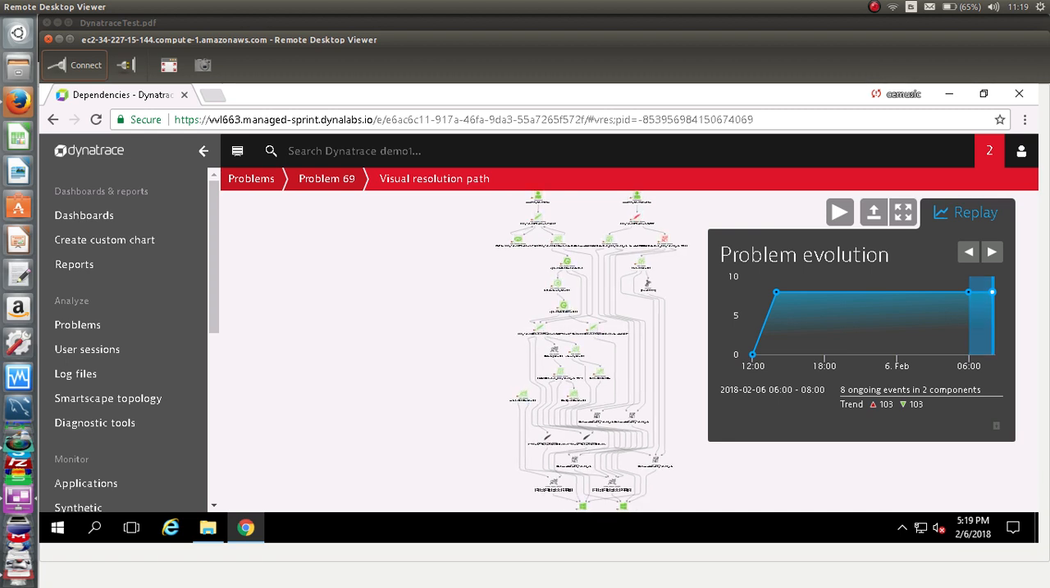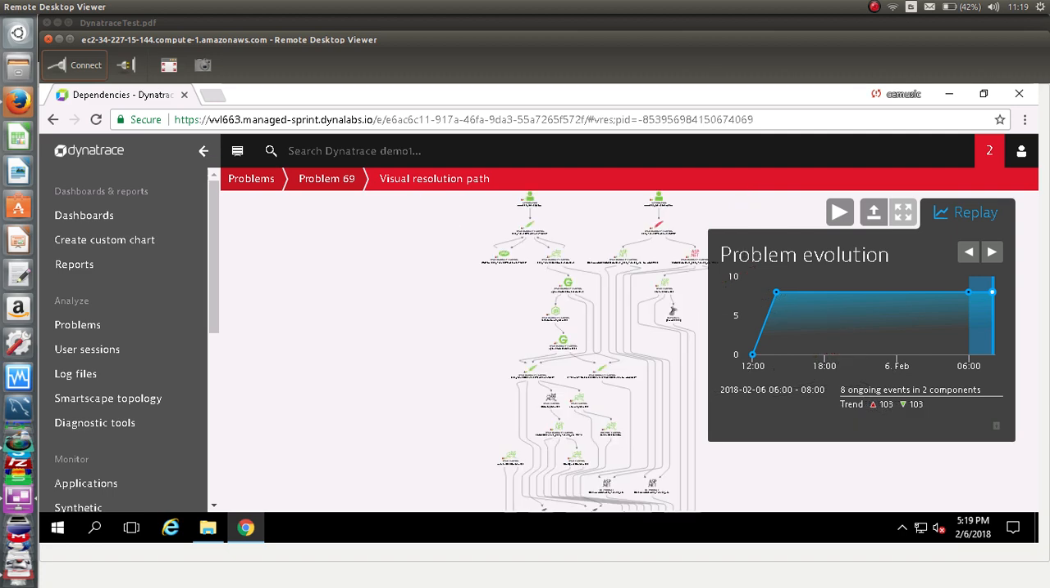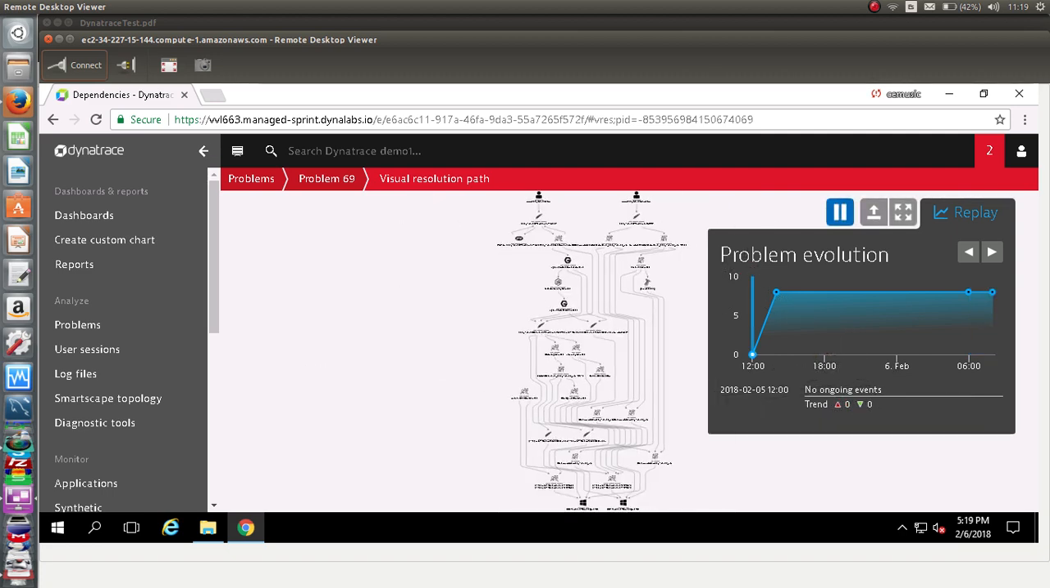And then we see that after all night, the problem has been controlled, and right now we are still having this problem because it is still red. Okay, so right now we are still having a problem with this. We can reproduce the time frame of the problem here on the visual resolution path. Okay, so this is a very short summary of the kind of analysis that we can make on Dynatrace.